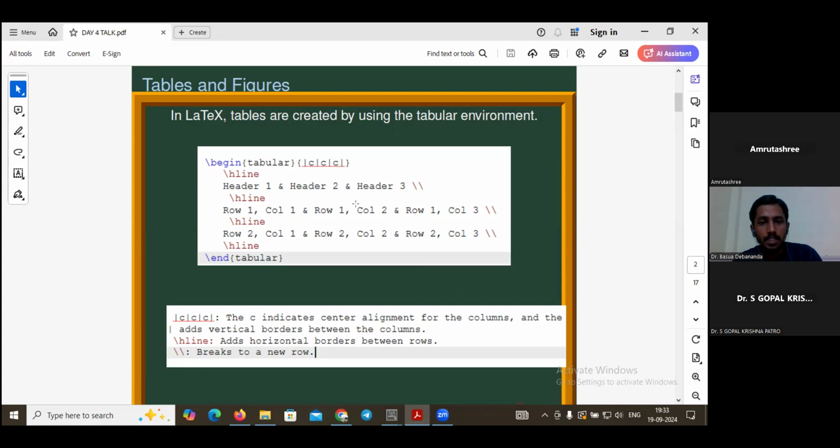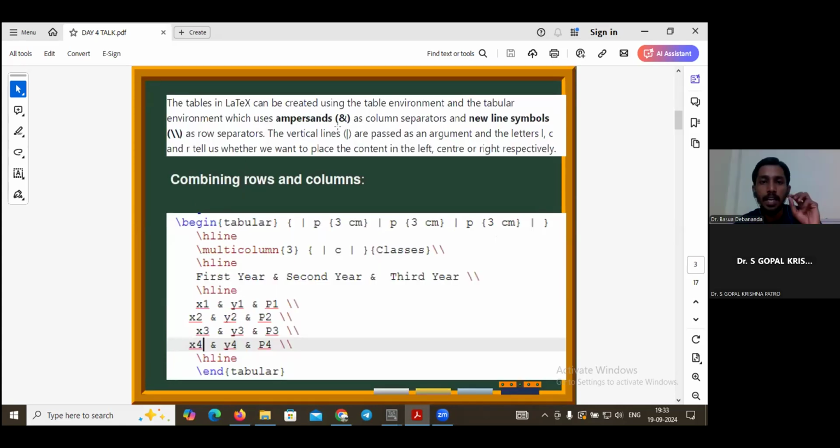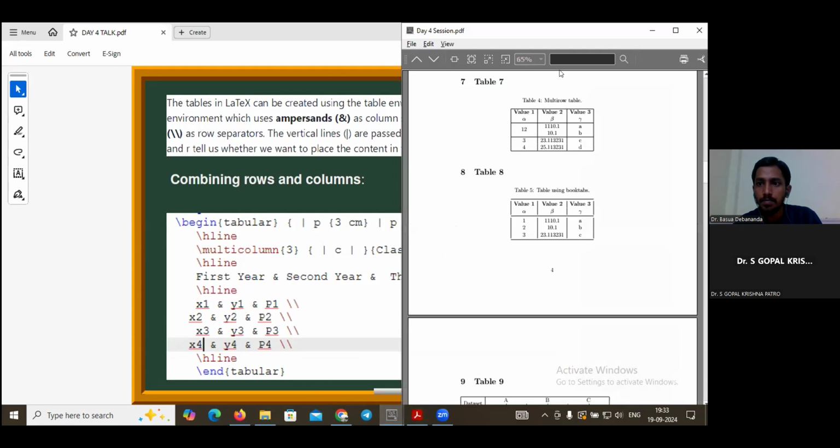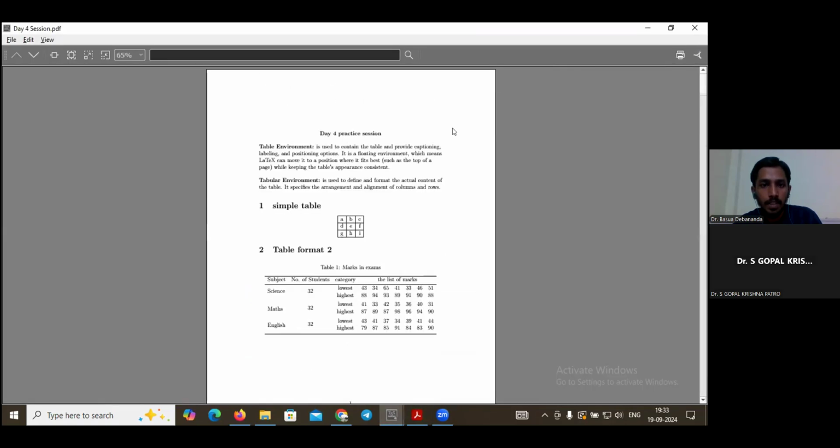See, this is the code I have written for the table. You can see there are two environments: one is a table environment, another is a tabular environment. First, what is the table environment and the tabular environment? To draw a table, we need these two things.